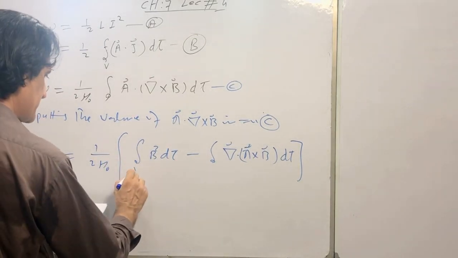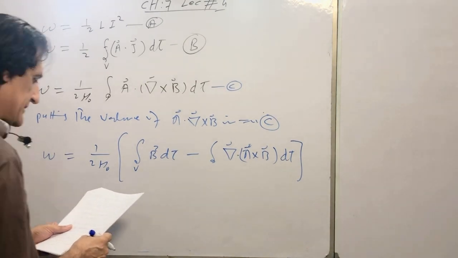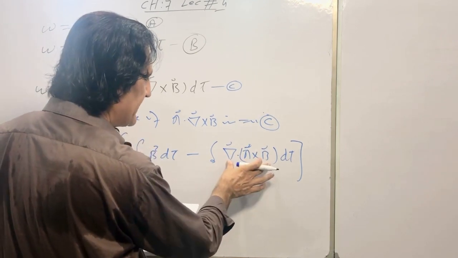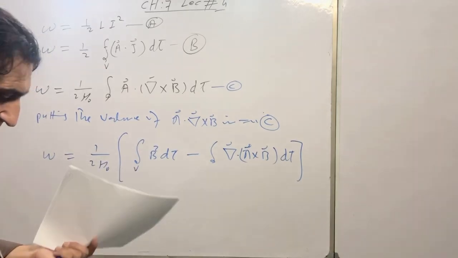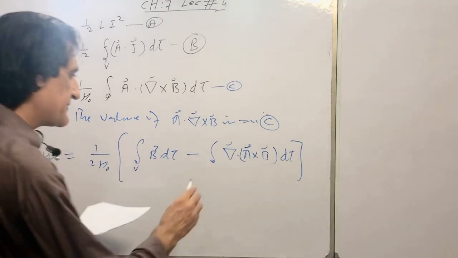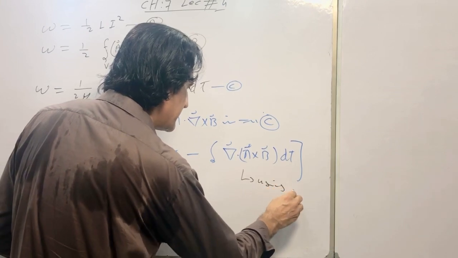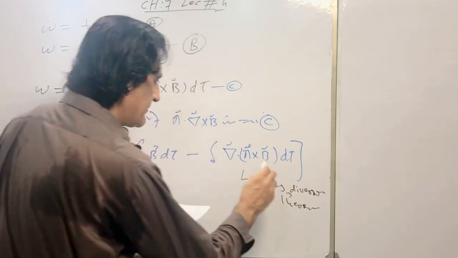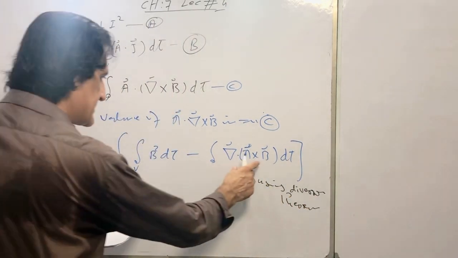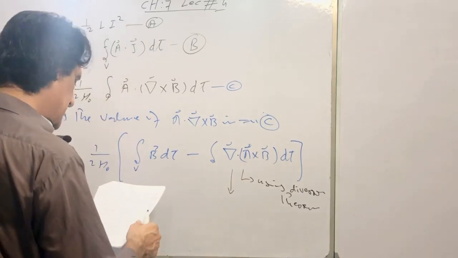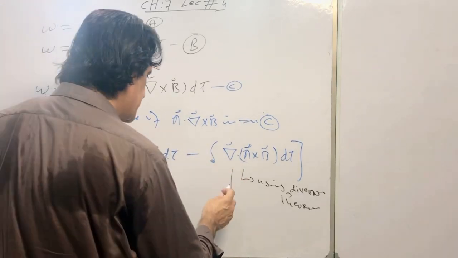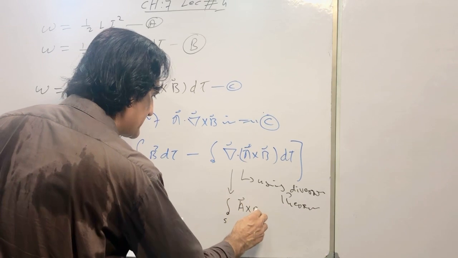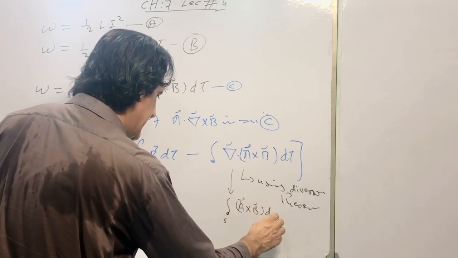This relates to the volume, so we can take this as a volume, and by using the divergence theorem here, what we can get from this left side? Using the divergence theorem, this volume part must be converted to the surface, and one can get the surface integral of A cross B dA.